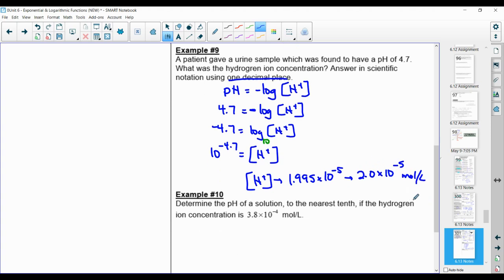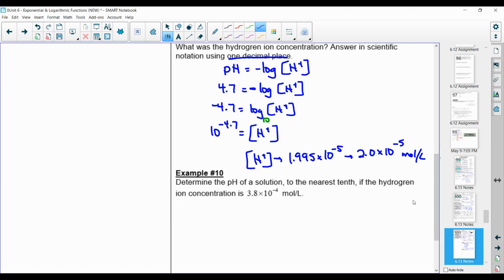And the reverse of that would be if we were given the hydrogen ion concentration and we're asked for the pH. This one we might not see as commonly. Typically, in 30-2, you're going to be expected to do some sort of manipulation of the equation, but you could be asked this question as well. Determine the pH of a solution to the nearest tenth if the hydrogen ion concentration is 3.8 times 10 to the negative 4. So again, we're using that formula, pH equals negative log of H positive, and we're looking for pH. So pH equals negative log of our hydrogen ion concentration, which is 3.8 times 10 to the negative 4.